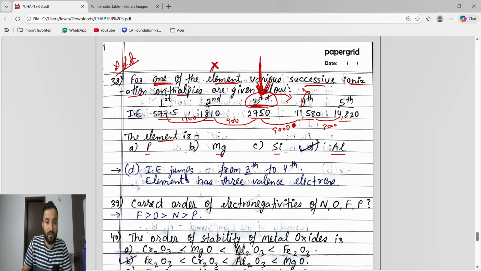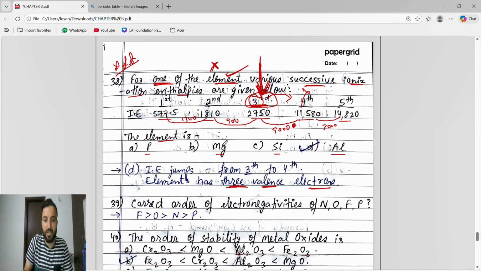After the third there is the highest jump. So what does third mean, guys? Whatever this value comes to, that is the number of valence electrons. So whatever the element is, it has 3 valence electrons. If it jumps after the second, the element has 2 valence electrons. If it jumps after the fourth, the element has 4 valence electrons. From wherever it jumps, the element has that many valence electrons. It is jumping after 3, so the element has 3 valence electrons.